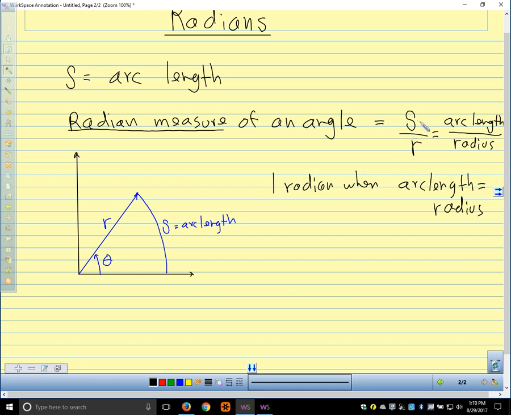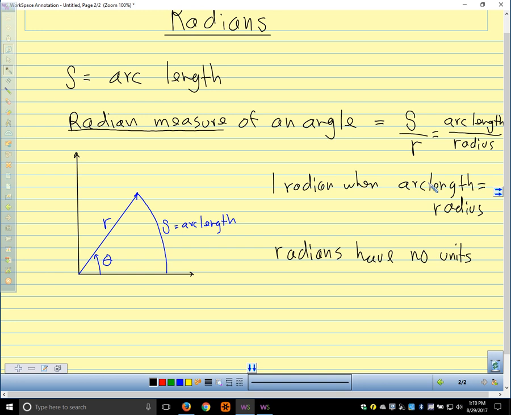One nice thing about radians, the arc length and the radius have the same units, some unit of length, centimeters, inches, something. So I have inches over inches. Radians do not have any units. So we don't have to do any kind of conversions when we're working with radians, because the units cancel here. So we call it, radians are unitless. That's convenient.